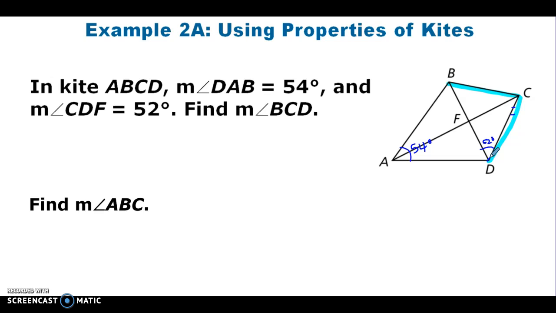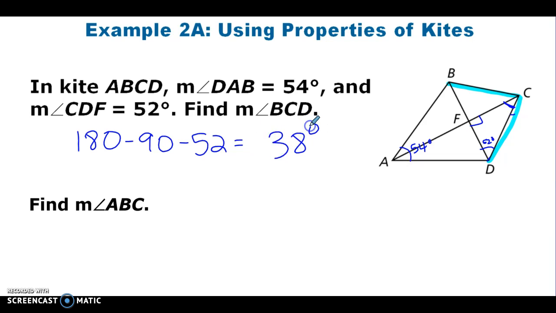So what do we know about diagonals of a kite? They're perpendicular. So how can I find part of the angle that I'm looking for right here? Yes. Subtract it off of 180. So 180 minus 90 for our right angle minus 52. Okay. That gives us 38 degrees.